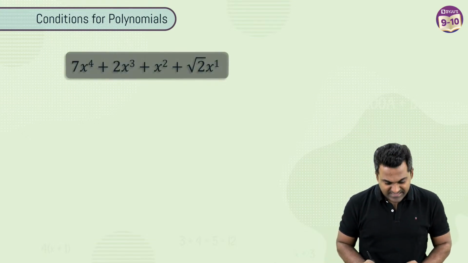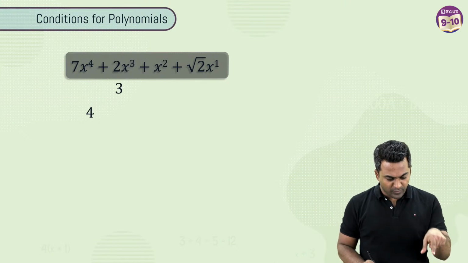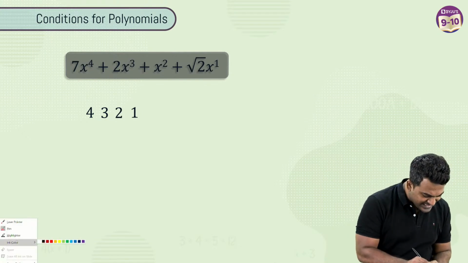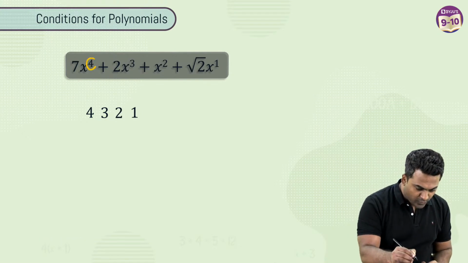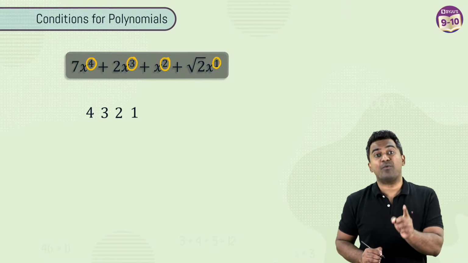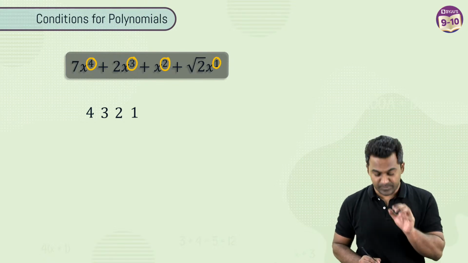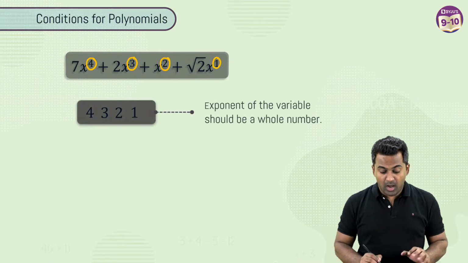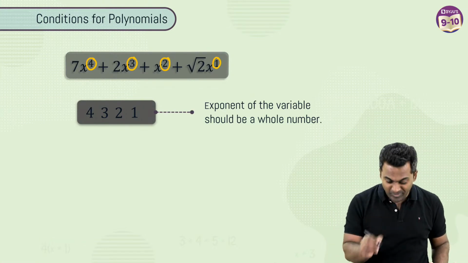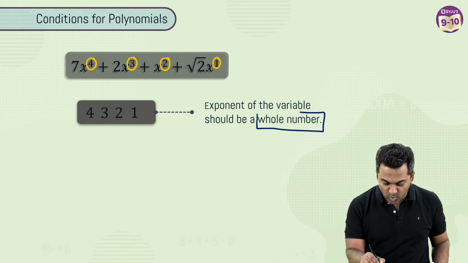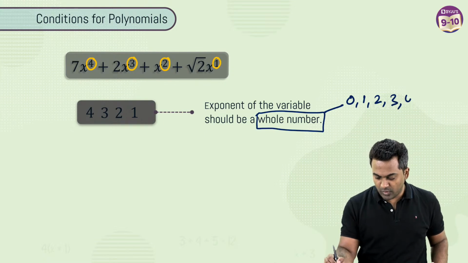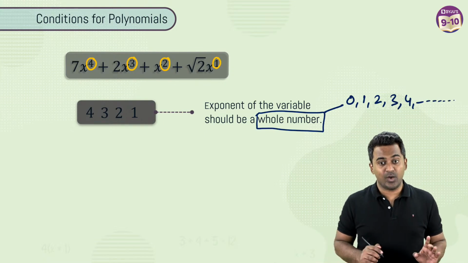Let's check it out. First thing is, look at the powers here. 4, 3, 2, and 1, right? So the first condition for an expression to be a polynomial is the powers of the variables have got to be whole numbers. Okay, that's the first important condition. Remember this. I'm sure you guys know what a whole number is. Whole numbers are 0, 1, 2, 3, 4, and it goes on and on, right? We'll come to all the details.